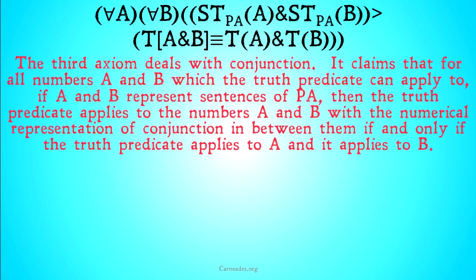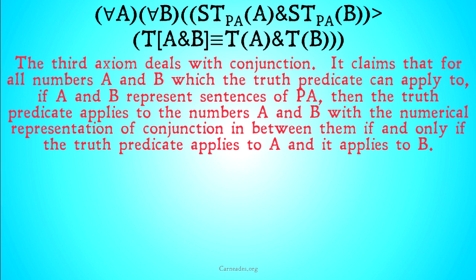The third axiom is going to deal with conjunction. It's going to be kind of our distribution across conjunction axiom. It claims that for all numbers A and B, which the truth predicate can apply to, if A and B represent sentences of Peano arithmetic, then the truth predicate applies to the numbers A and B with the numerical representation of conjunction in between them, if and only if the truth predicate applies to A and it applies to B.